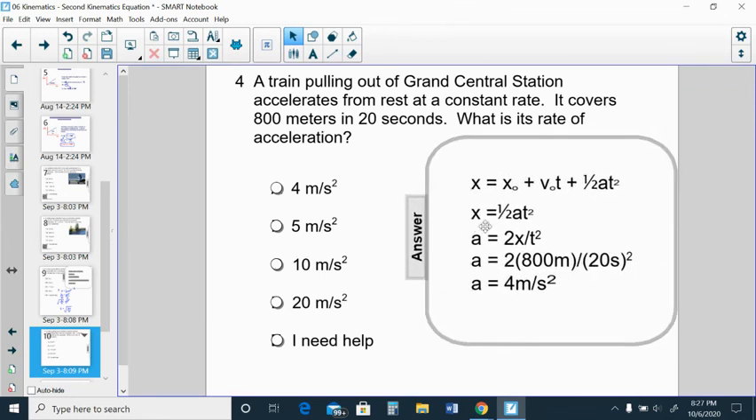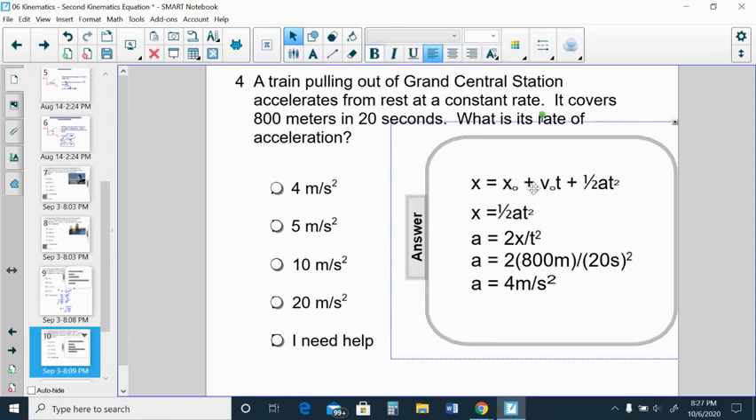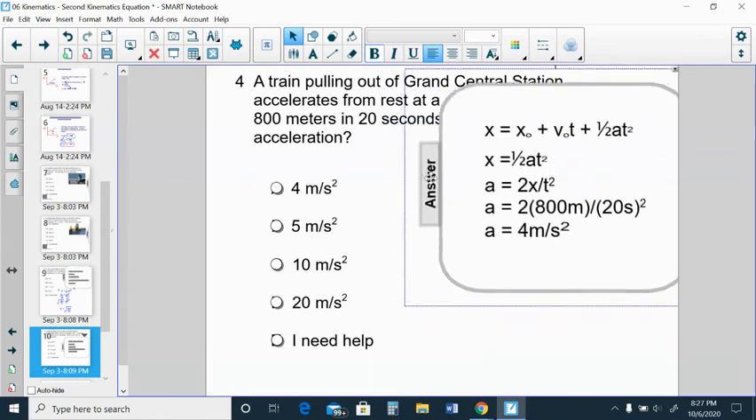This time we need to solve for acceleration. So you need to rearrange the equation accordingly. Of course, the first thing you want to do is get rid of anything that equals 0. So in this case, the initial displacement again is 0, and the initial velocity is 0, which makes this portion of the equation 0. So you only need to solve the half at squared again. Now we need to isolate acceleration in this case.